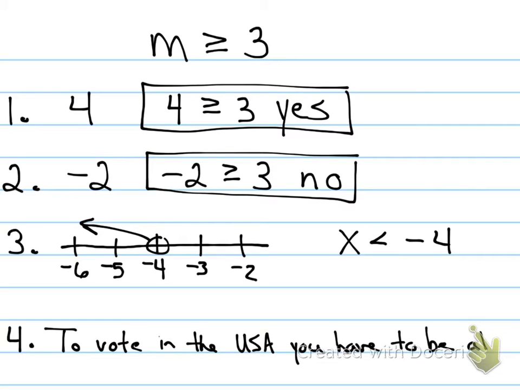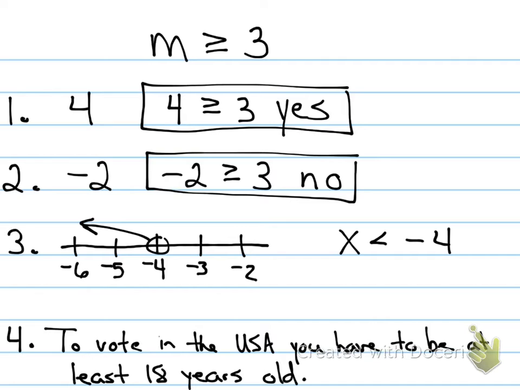All right, now, you also have a problem on your homework like this. It gives you a statement and asks you to write the inequality that is represented by the statement. To vote in the USA, you have to be at least 18 years old. Write me an inequality that would represent this statement. All right, so if you're 20 years old, can you vote? Yes. If you're 60, can you vote? Yes. If you're 120, can you vote? Yes. Well, as long as you're not senile, right?